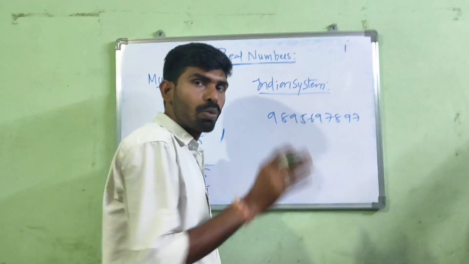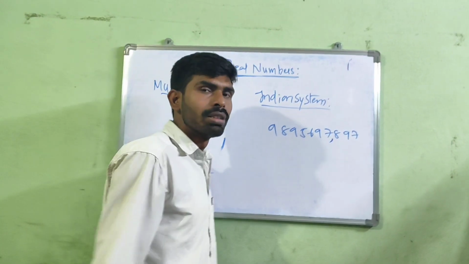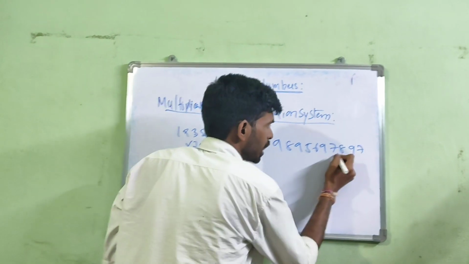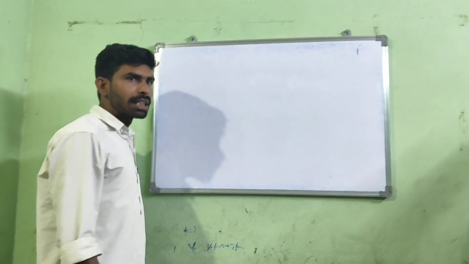In the Indian system, how do we need to put commas? First, after 3 digits from the right side towards the left. First 3 digits, then after every 2 digits.